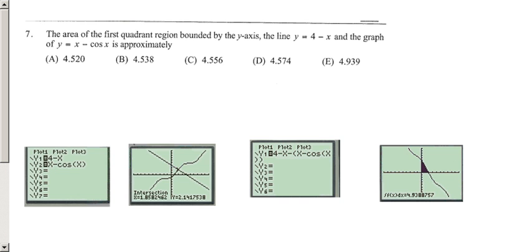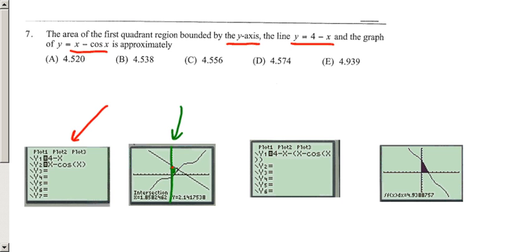All right, so we're looking for, this is an area problem, so it's bounded by the y-axis, the line y equals 4 minus x, and the graph x minus cos x. So I put those two different y's into my graphing calculator. Here's the shape that I got right here, and it's bounded by the y-axis and these graphs. So we're talking about this area.